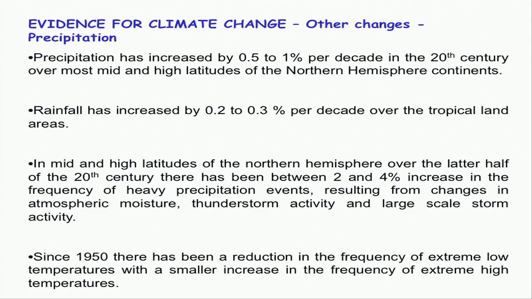Since 1950, there's been a reduction in the frequency of extreme low temperatures, so we don't tend to see those very much. Of course, a couple of weeks ago in Manchester you did. And we have a smaller increase in the frequency of extreme high temperatures. Now, this was written in 2013, and of course the increase in frequency of extreme high temperatures has been increasing.